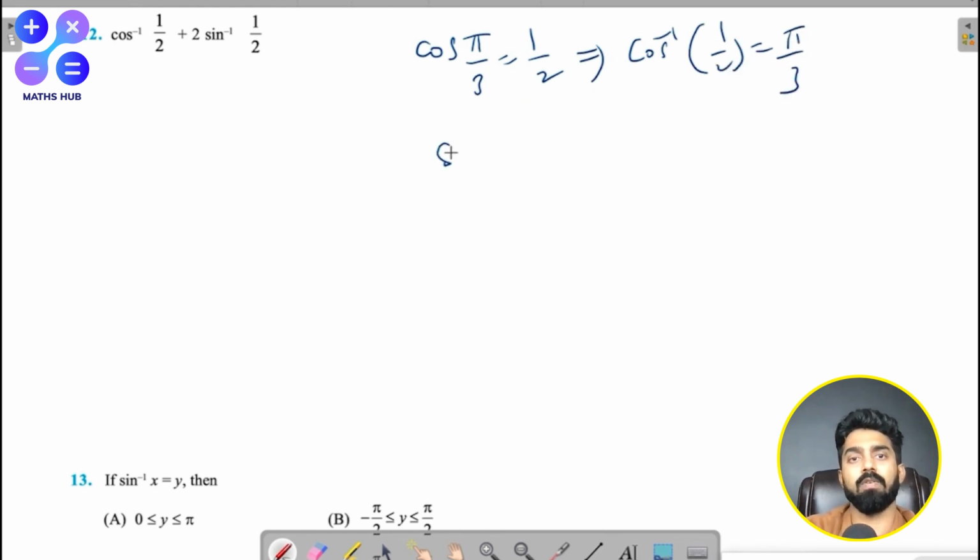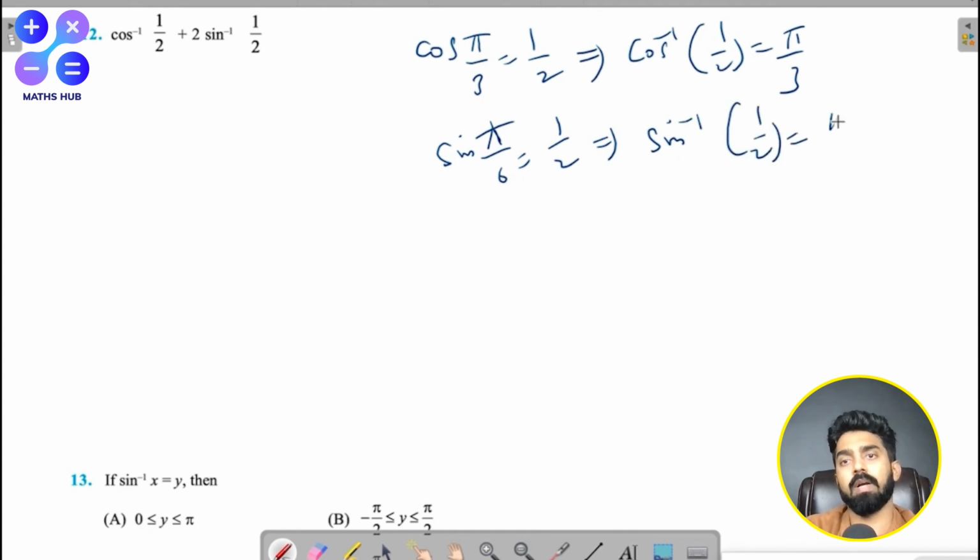Similarly, sin inverse of half. Sin of what gives you half? Sin of pi by 6 gives you half. So which means sin inverse of half is pi by 6.